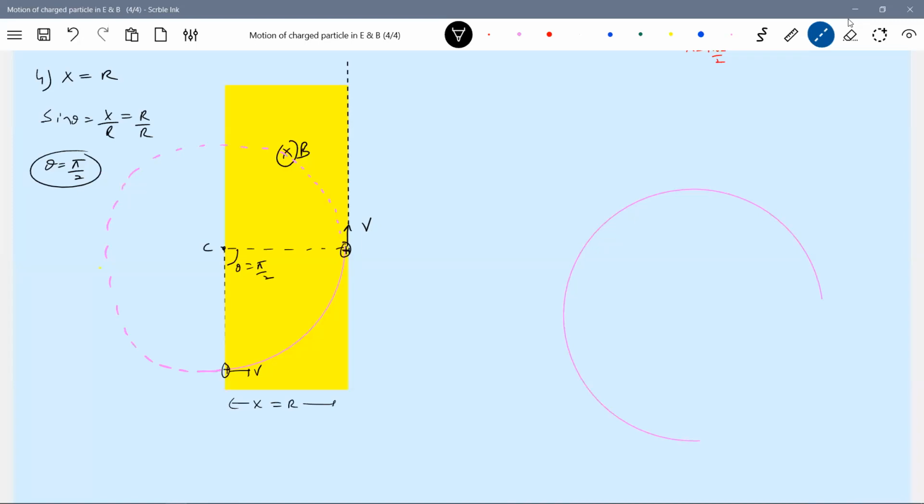There's a deviation for x equal to r. We do get a deviation of 90 degrees. What is the time spent? Again, the time spent is given by omega equal to theta by t, so qB by m equals pi by 2 t.